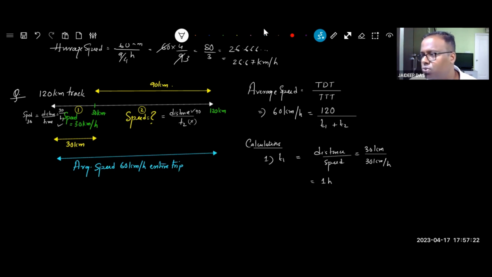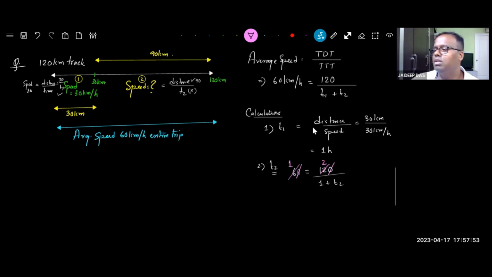Let's calculate for T2. We don't know what T2 is. So how do we calculate for T2? We will use the top equation. The average speed of 60 is equal to 120 divided by T1 plus T2, where T1 is 1. Calculations are much easier this way. 0 cancels 0. 6 ones are 6, and 6 twos are 12, right?